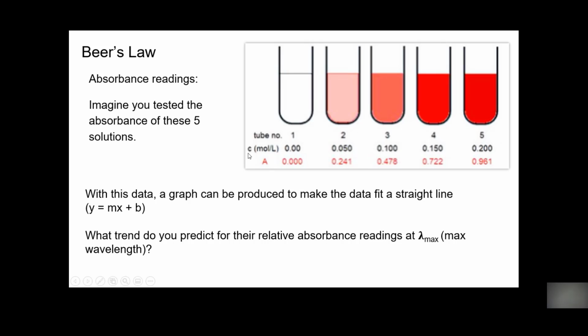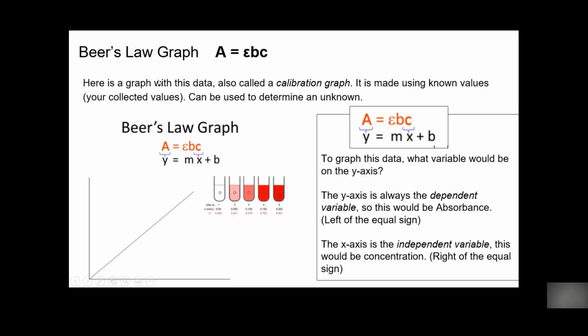So here you have absorbance and you have concentration. So you have enough information that you can plot this. Here is a graph with this data. It's called a calibration graph. It is made using known values, your collected values, and can be used.